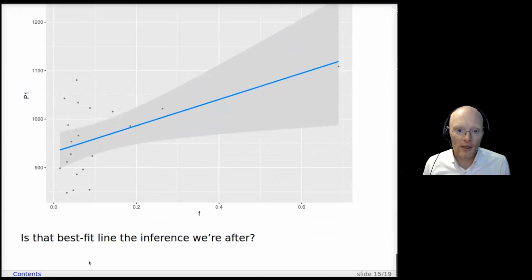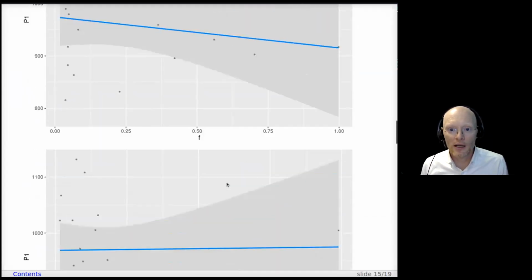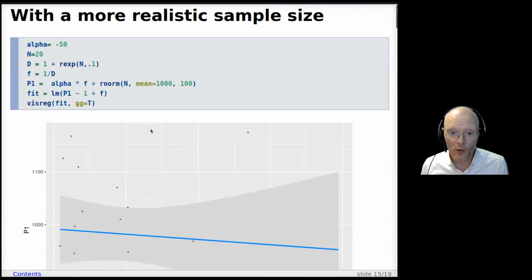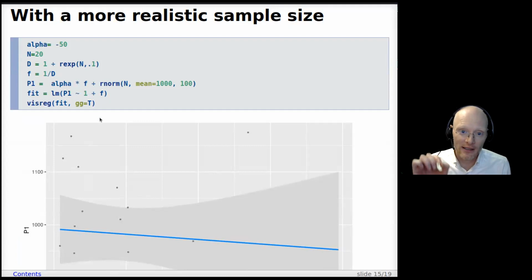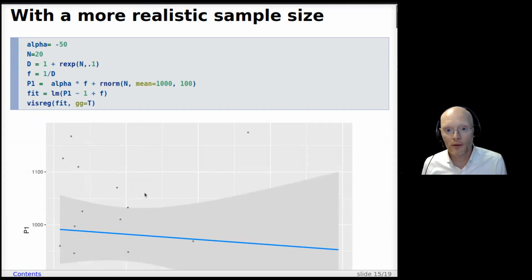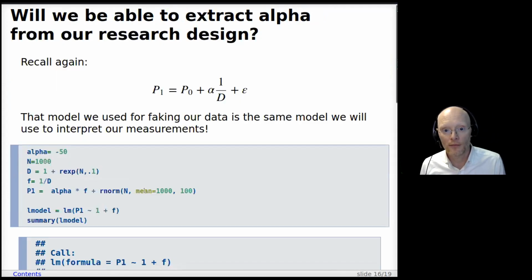So is that best line the inference we're after? Well, sort of, but we can put it into numbers form. And in fact, what we really want to know is what is the slope, which is the coefficient on here, which is alpha. What is the slope and the confidence interval for our estimate of that slope? So we're trying to make inference. We've simulated knowing it, but we're trying to back out, if these were our data, what would we infer as the slope, as the value of alpha, and with what confidence interval, with what precision?